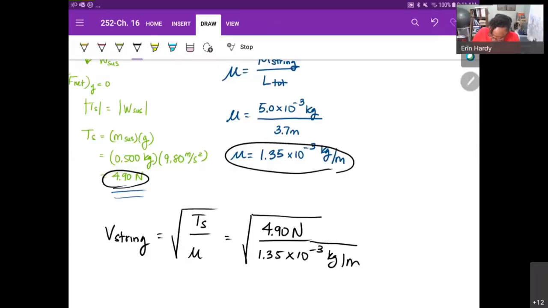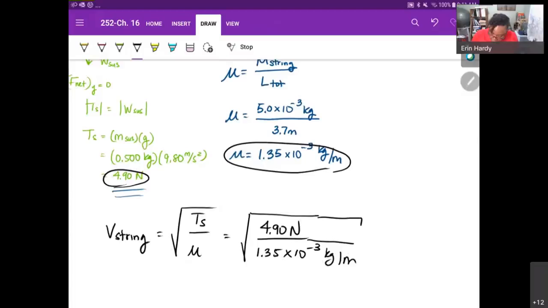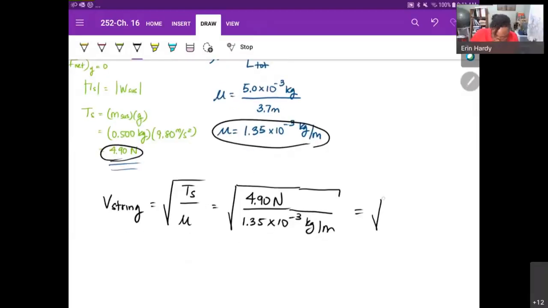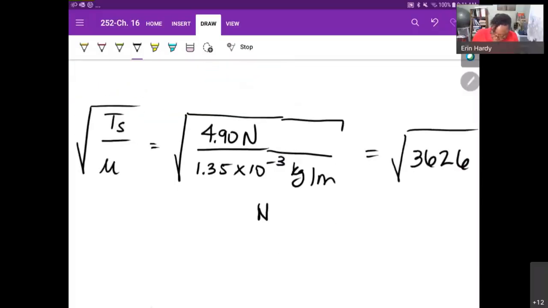We can take a look at the units in a moment. So under that radical, we're going to get 3,626. I'm going to just round to the nearest whole number here. And I've got newtons divided by kilograms over meters. So let me write this out a little more nicely. We know that a newton is a kilogram times meter over second squared. So newtons over kilogram meters is just this.